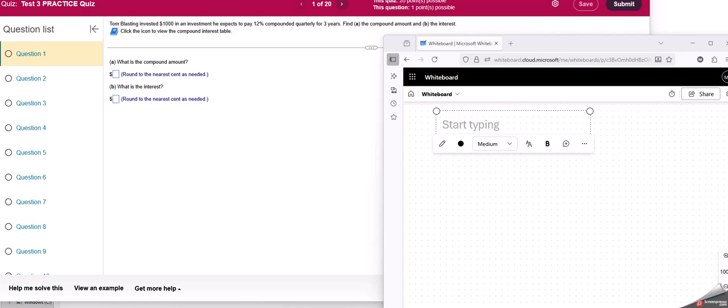Okay, we are going to review for test 3. And for most of these, we'll use our time value money keys. So I will bring up the calculator when we get to that solving point.